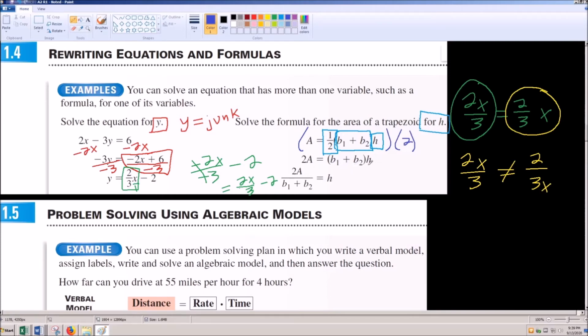My last step, again, is just to get the h by itself. To do so, I'm going to want to divide by my b1 plus b2. And you can keep that wrapped in parentheses, or you can kind of leave it just sitting by itself, b1 plus b2. And now we get our final answer here, which is h is equal to 2A, all divided by b1 plus b2. You don't need to wrap this denominator in parentheses. If you want to, that's totally fine.